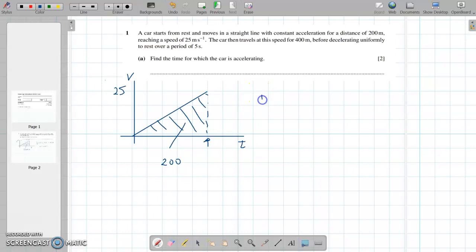So that's half times the base, which is t, the time, times the height, which is 25, equals the area, which is the distance, 200. So solve for t. So we've got 25t equals 400. So t is 400 divided by 25, which is 16.